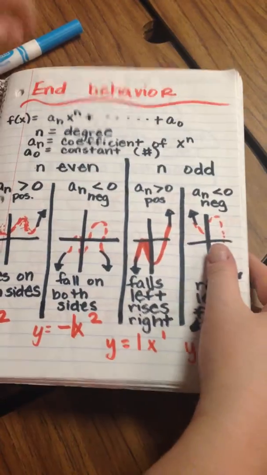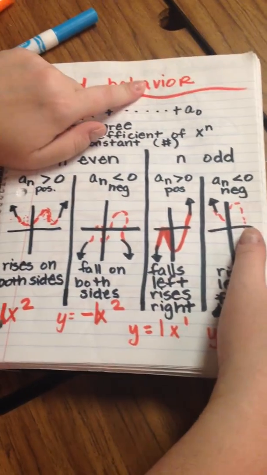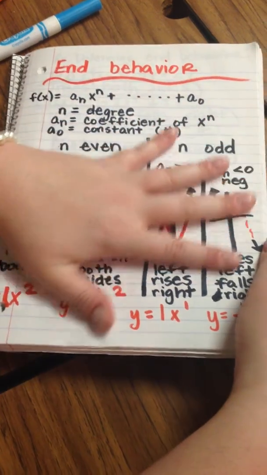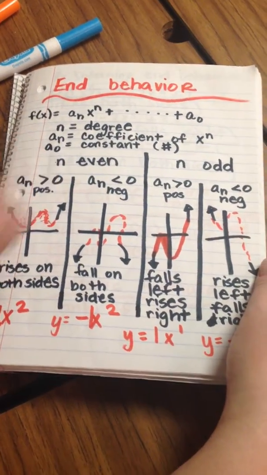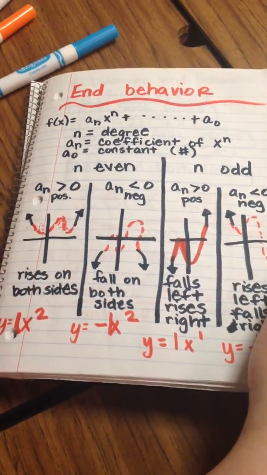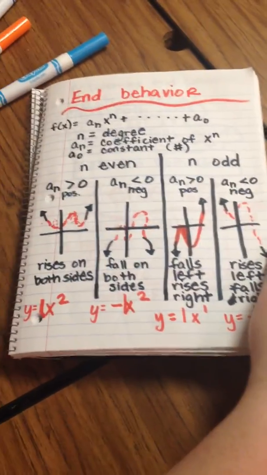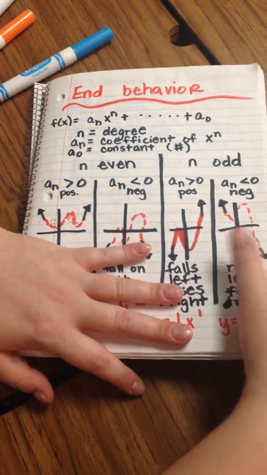Okay, so next thing we're going to talk about is something called end behavior, and it's this huge, big chart, and it's actually something called the leading coefficient test. And we recreated this chart in class, but you can find the same chart on page 315 in your book.